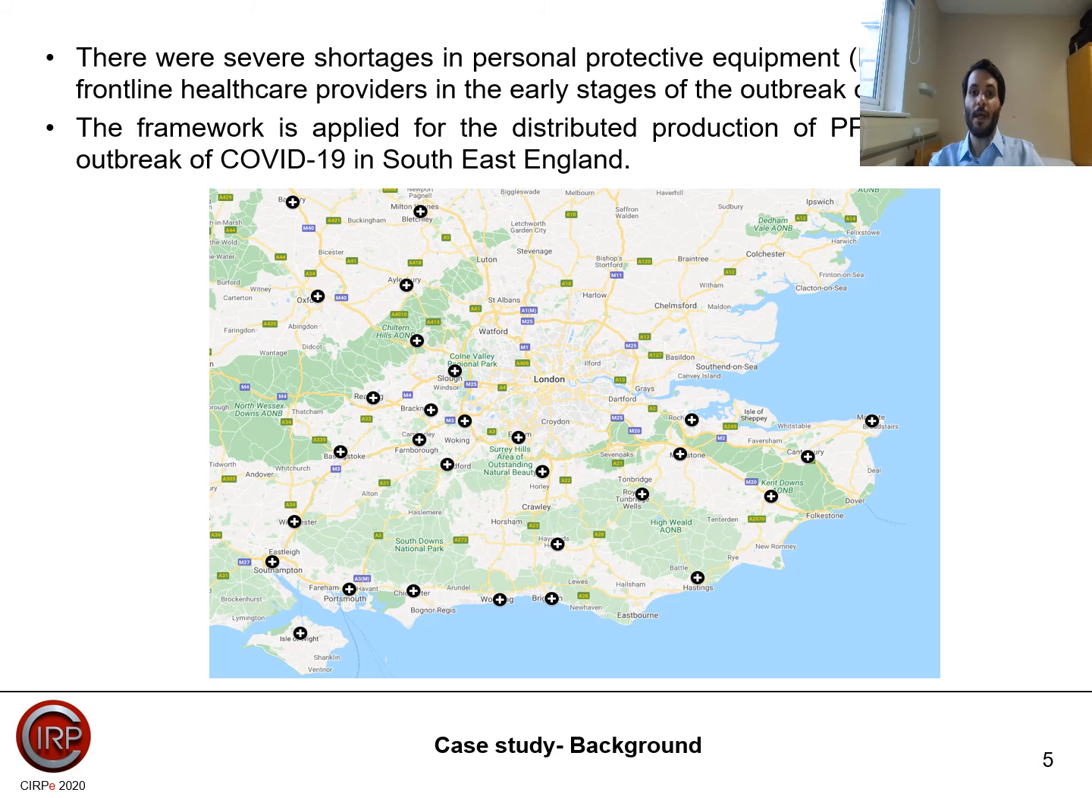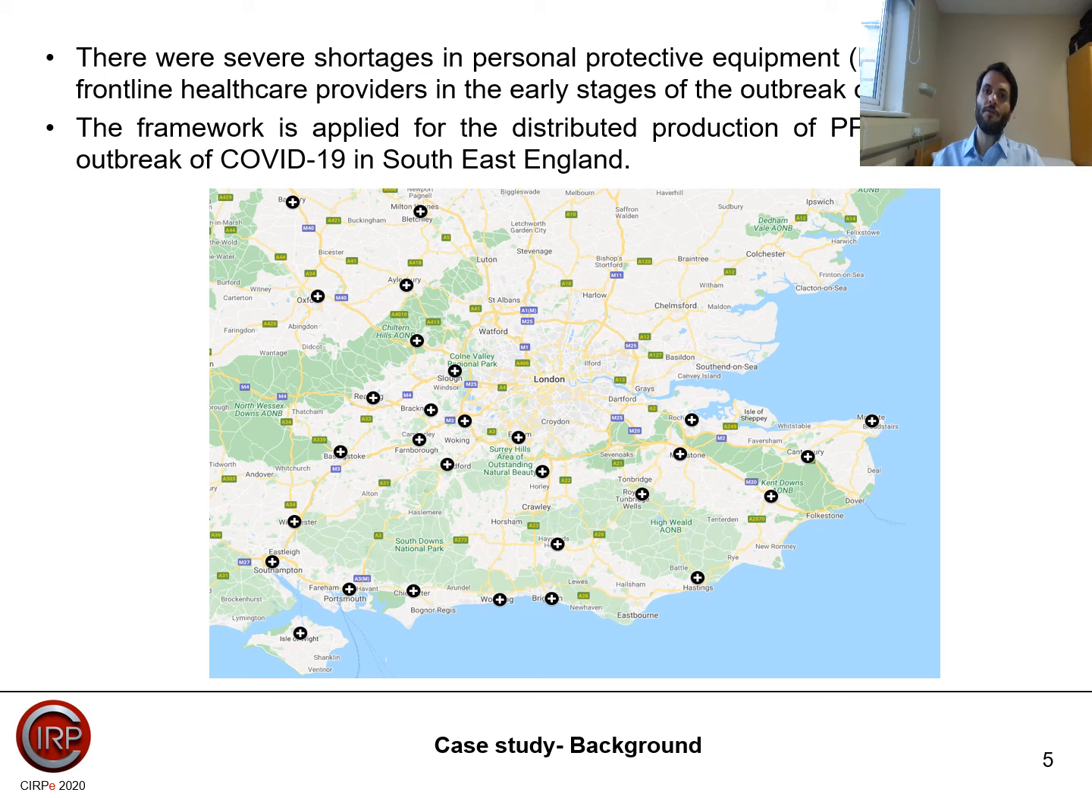Now, to validate and test the framework, it has been applied to a case study inspired by the ongoing outbreak of the coronavirus pandemic, which caused severe shortages in personal protective equipment experienced in some areas during the early stages of the outbreak. In Italy, for example, the shortages of face shields and face masks dangerously affected frontline healthcare providers. So in this research, the local production of face shields is assumed.